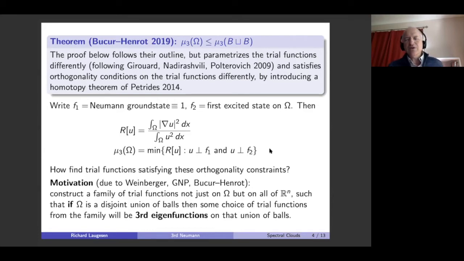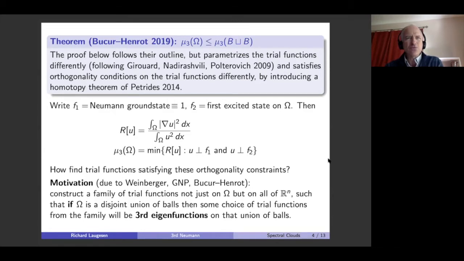So I think one of Weinberger's key insights is that to handle the general domain case, you should not try to construct a trial function that exists only on the domain omega. You should construct something that exists on all of Rn, and then adjust, or rather construct a family of such things, and then choose trial functions from that family that are well adapted to where the domain omega happens to be. In other words, choose the ones that satisfy the right orthogonality conditions.